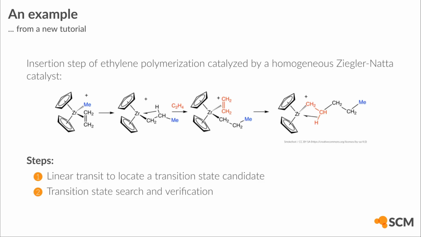In this tutorial, we will look at the insertion step of ethylene polymerization catalyzed by a homogeneous Ziegler-Natta catalyst. We're going to do two steps from the tutorial. An initial linear transit calculation to find a candidate structure for the transition state, and then starting from this structure, we're going to run a real transition state search and verify that we have indeed found a transition state.